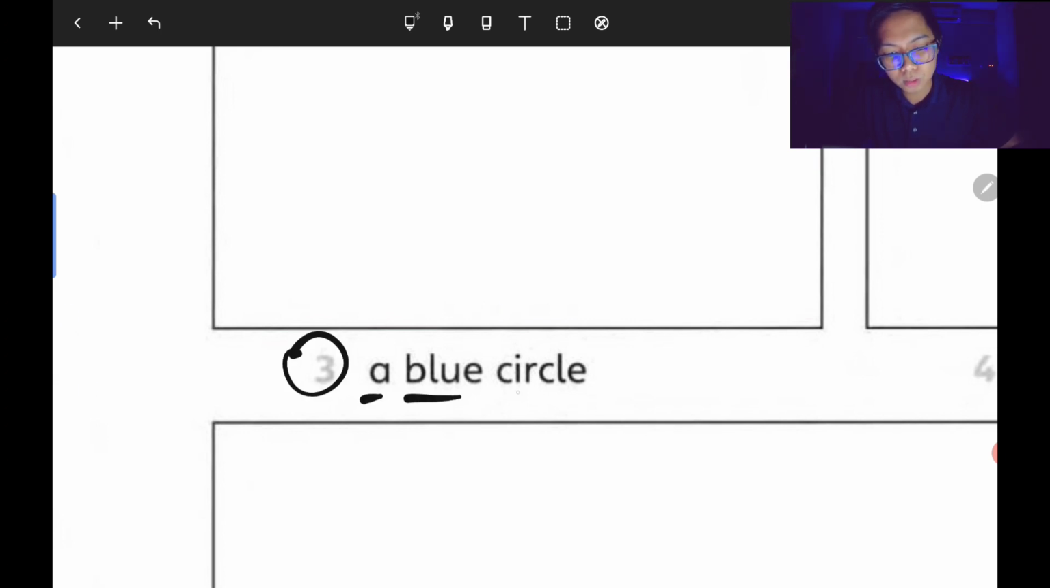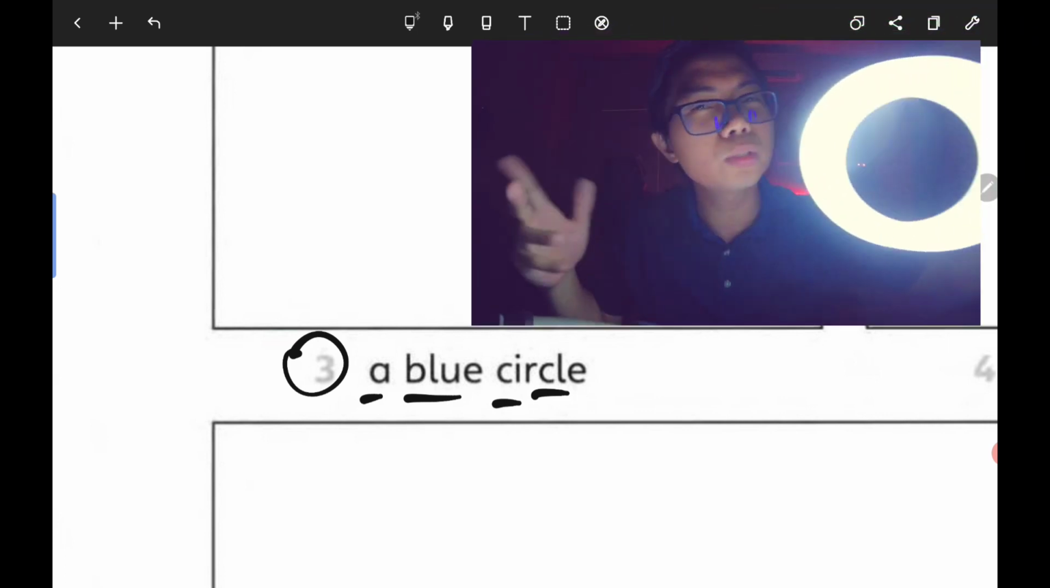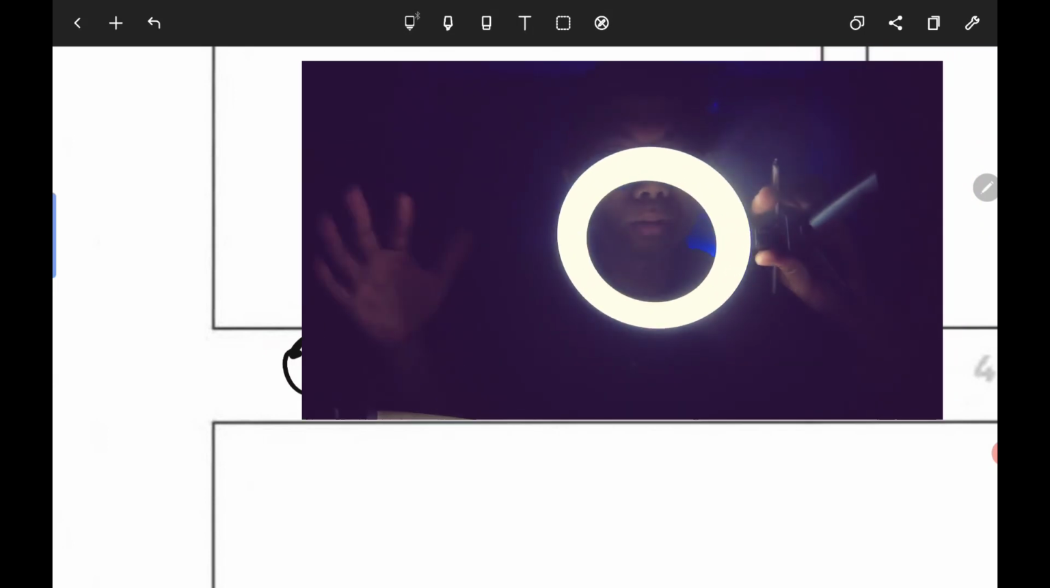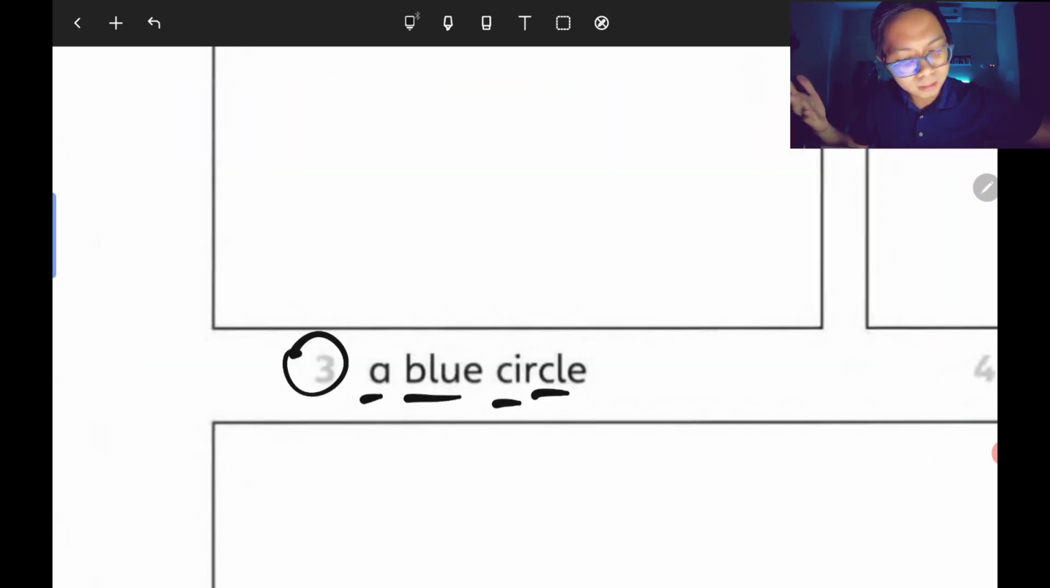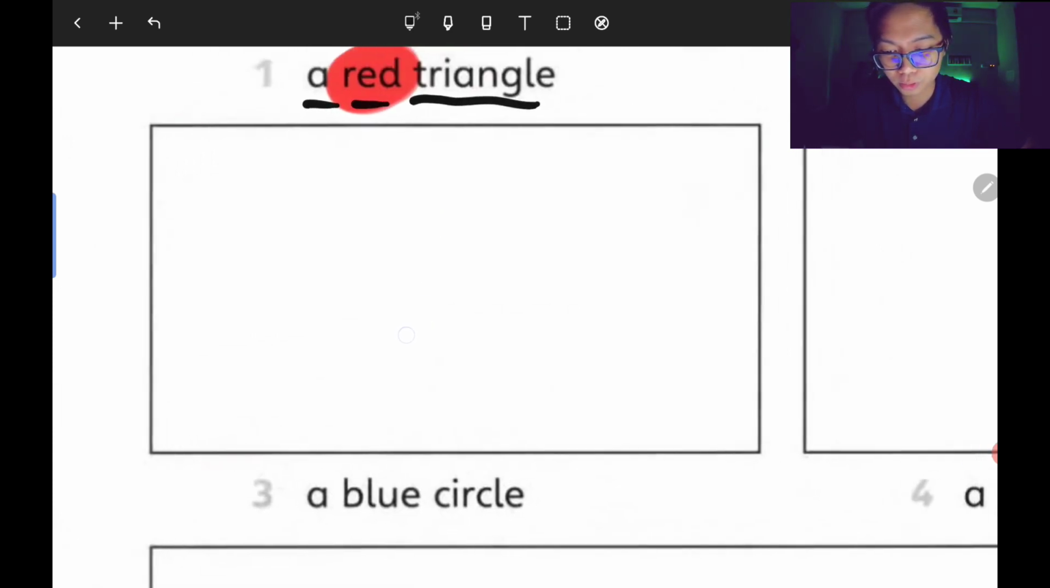A blue circle. Circles. How's the shape of circle? I'm not sure. Macam mana bentuk bulat? So after you have drawn the circle, you have to color it blue, warna biru. Okay, so you have it. You have the answer for number 3.